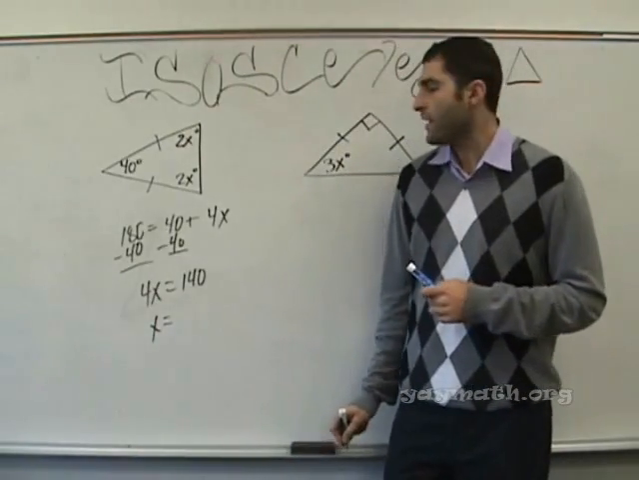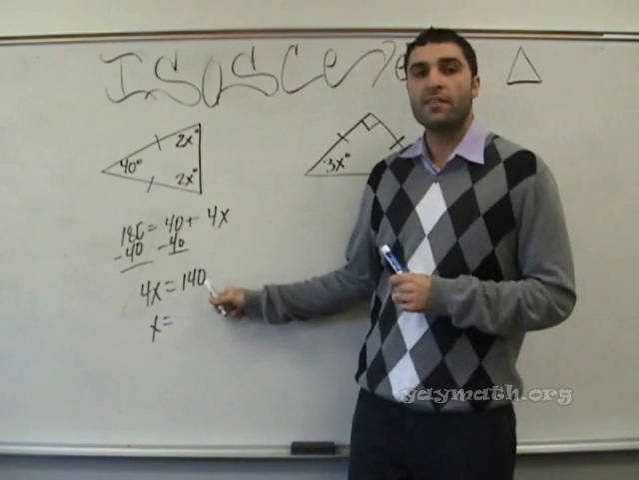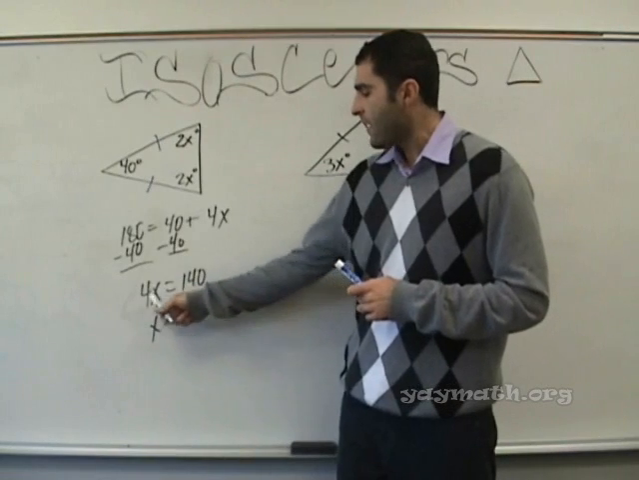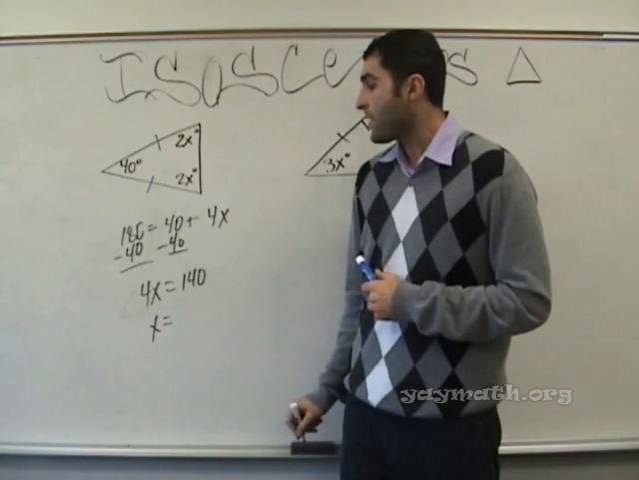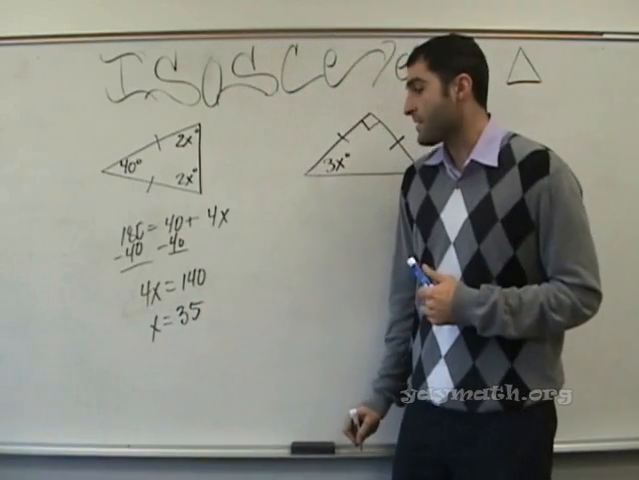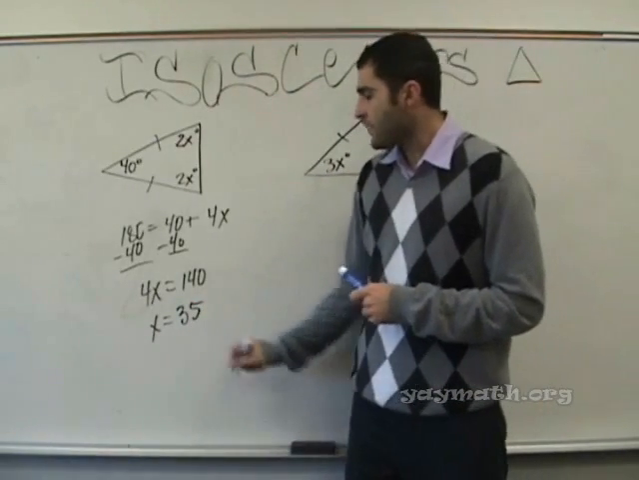35. 35, right? 4 goes into 140 thirty-five times. Okay, so x is 35.